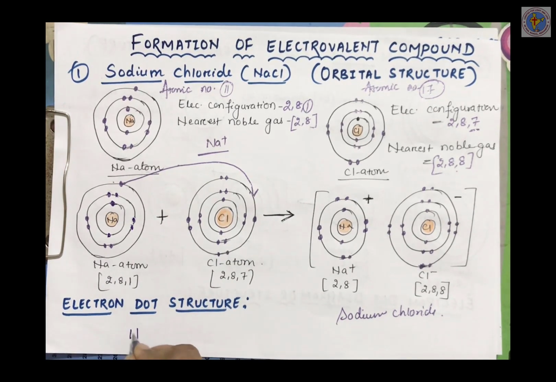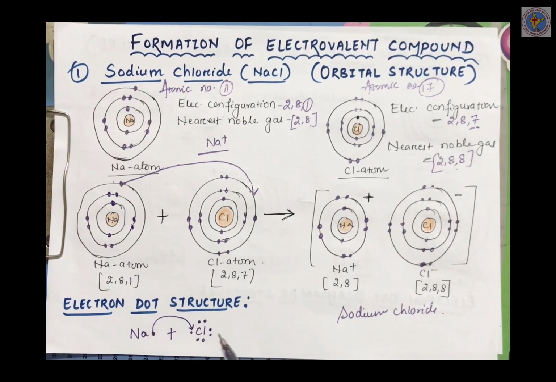So this is your sodium. How many electrons are present in the outermost shell of sodium, children? 1. So this is 1 electron, and this is your chlorine. How many electrons are present in the outermost shell of chlorine, children? 7. So 1, 2, 3, 4, 5, 6 and this 7. Now, as I told you, 1 electron will get transferred to chlorine. So after this we are going to get the electrovalent compound, that is NaCl.